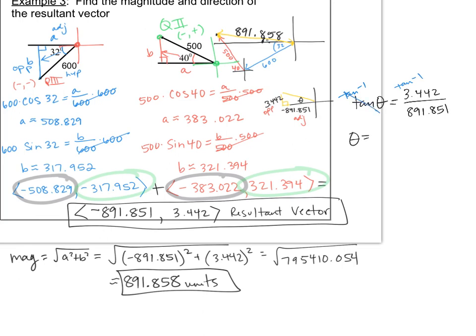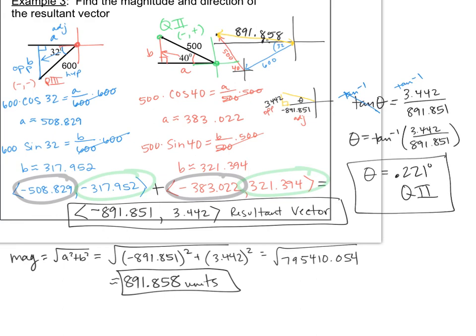Those cancel. And now I'm going to have to type in inverse tangent of 3.442 over 891.851. Type, type, type. It's a very small angle. You might feel like you're getting it wrong. It's 0.221 degrees. It's less than 1 degree. And what quadrant is it in? It's up there in quadrant 2. And that is our direction. So magnitude 891.858, direction 0.221 of a degree into quadrant 2.